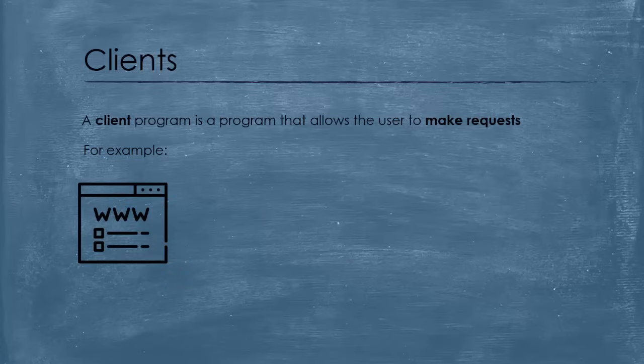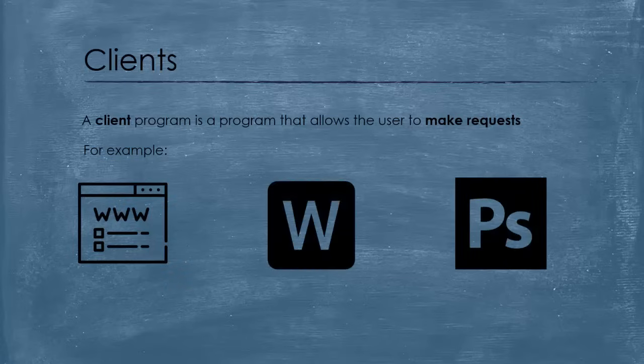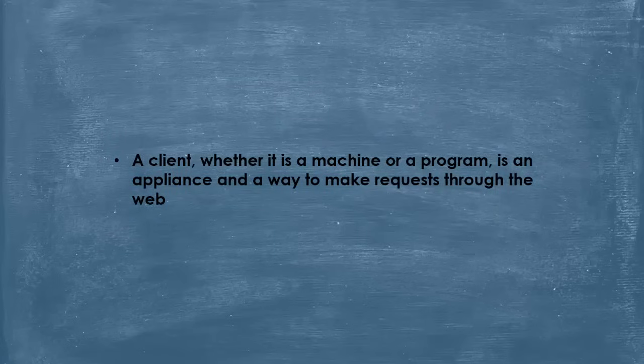Some programs such as word processors or photo editing software have access to online resources that you can get from their servers, such as themes or, I don't know, maybe help. Sometimes you find online support. In this case, these programs are called clients. So, what you need to remember is that a client, whether it is a machine or a program, is an appliance and a way to make requests through the web, okay? This is what we mean by a client.